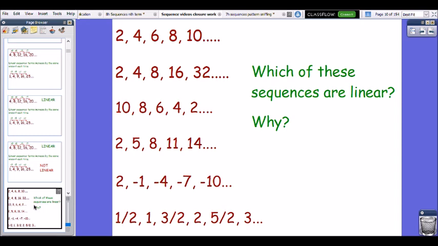Okay, so keeping in mind what we've just discussed, you have 6 sequences to look at. I want you to answer the question, which of these sequences are linear, and I also want a reason. If you think they're not linear, give me a reason. Pause the video, and when you're ready for the solutions, just unpause the video, please.